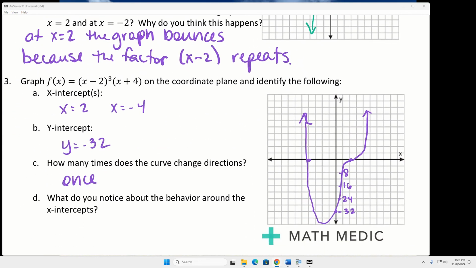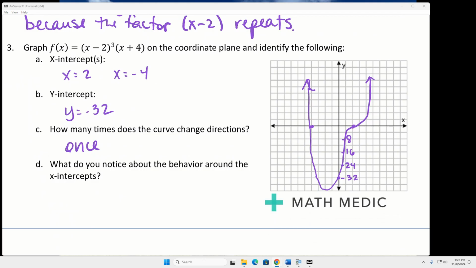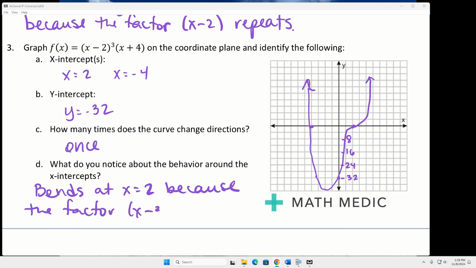All right, and then we have this polynomial function. It's actually a quartic function. We can get our x-intercepts and y-intercepts the same way. This one does only change direction one time. Now if we compare what happens at 2 with what happens at -4, they still both go all the way through. But at 2 you have this little bend in the graph. And it's another reason because the factor x minus 2 repeats.